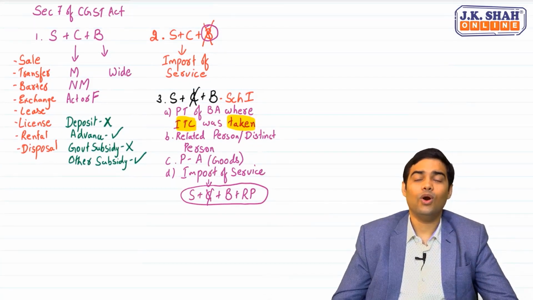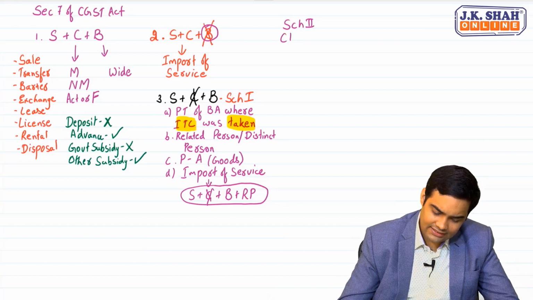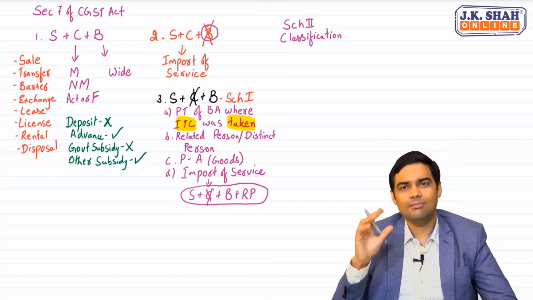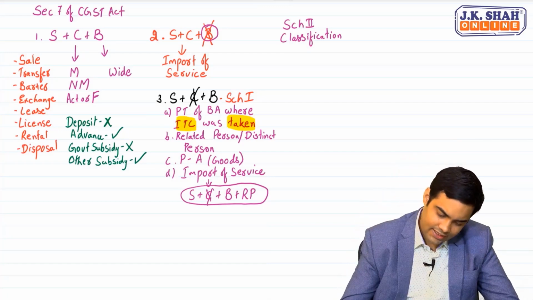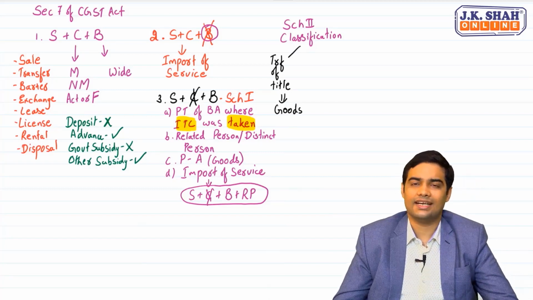Now, what does Schedule 2 deal with? Schedule 2 deals with classification. Fairly simple. Government has provided that certain transactions would be regarded as supply of goods, certain transactions would be regarded as supply of service. A simple thumb rule: whenever there is a transaction which is transfer of title, the title is getting transferred, then in that case, it would be regarded as supply of goods because the ownership is getting transferred.